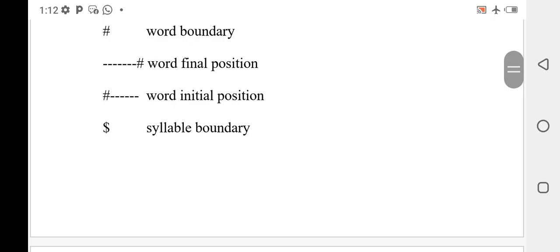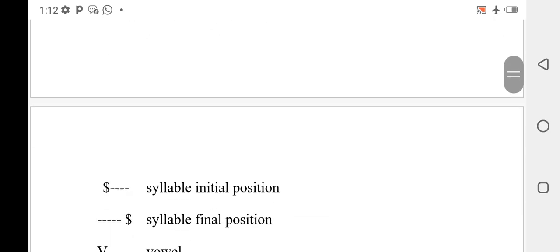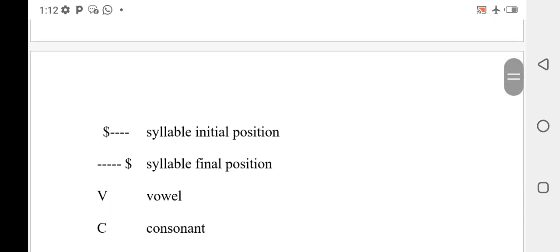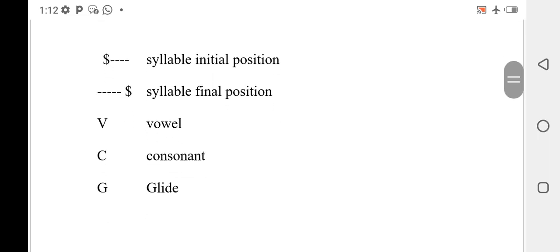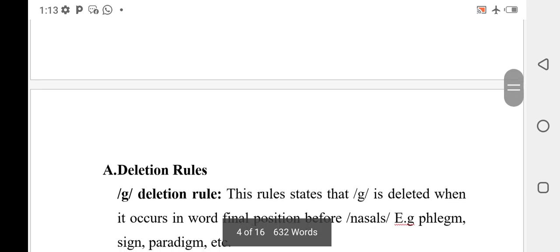So you have the syllable boundary. Then when you have the syllable boundary followed by dashes, it is at the initial position. Dashes followed by the syllable boundary is at the final position. So the phoneme you're talking about is at the final position. Now we have V for vowel, C for consonant, G for glide.